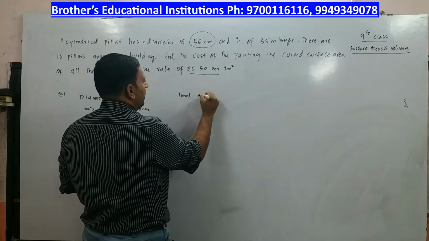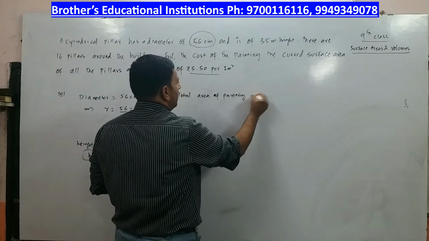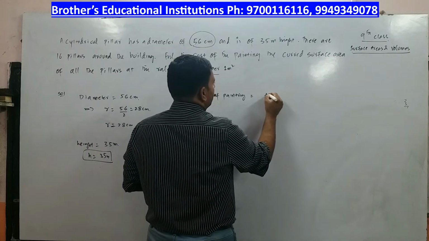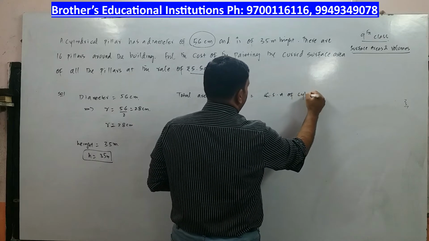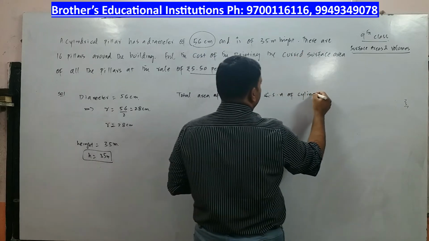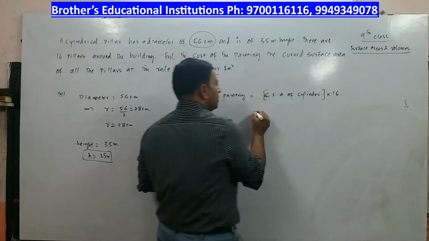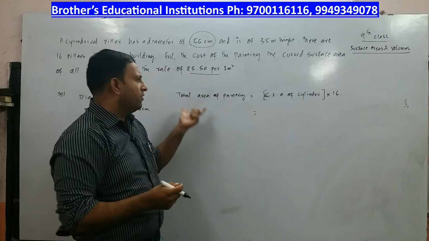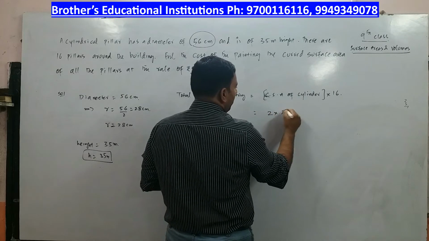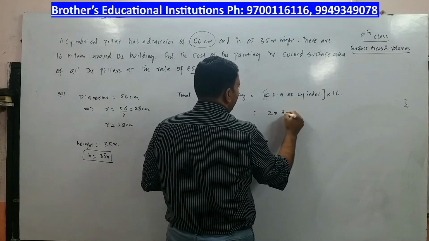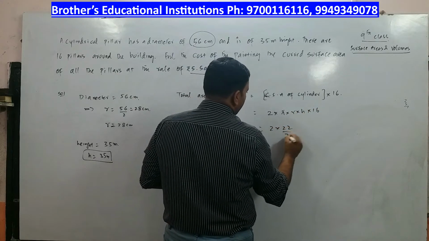Total area of painting is equal to the curved surface area of cylinder, because they are cylindrical pillars, into how many such cylindrical pillars are there? 16. So 16 into the curved surface area of one cylinder will give you the total surface area of painting. Now what is the curved surface area formula? 2 pi r h into 16. 2 into pi is 22 by 7 into r.